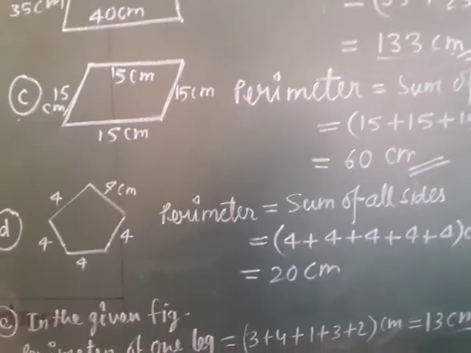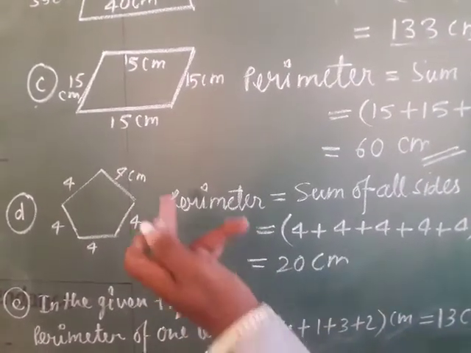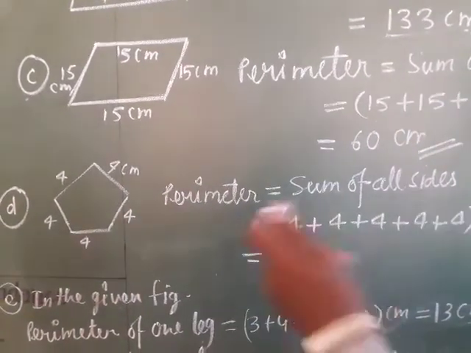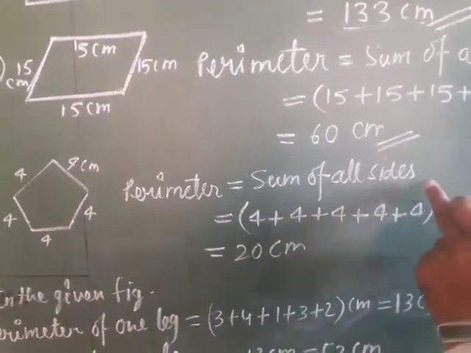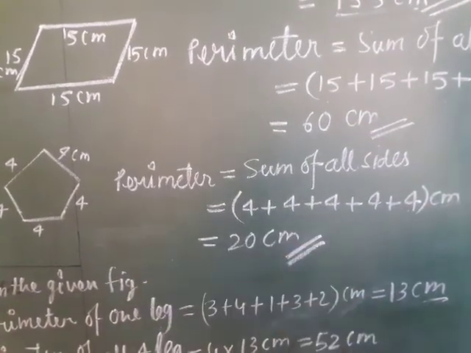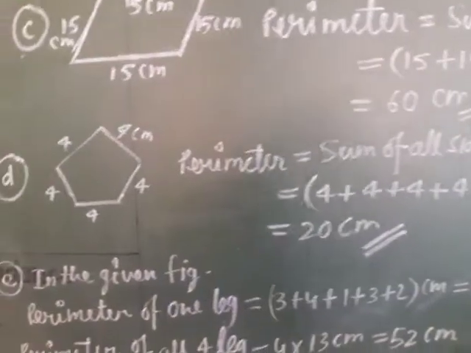Now going to the D part. Here one pentagon is given, having the side. It is a regular pentagon because all sides are the same. So here perimeter will be the sum of all the sides. So 5 times 4 we are going to add. Then the answer will be 20 centimeter. Now going to the E part.